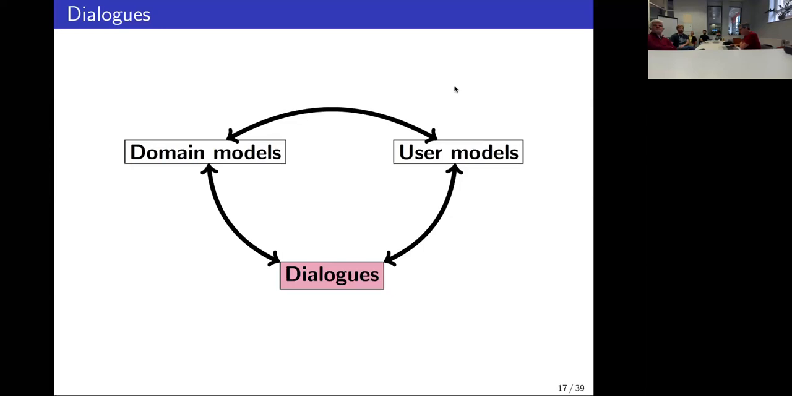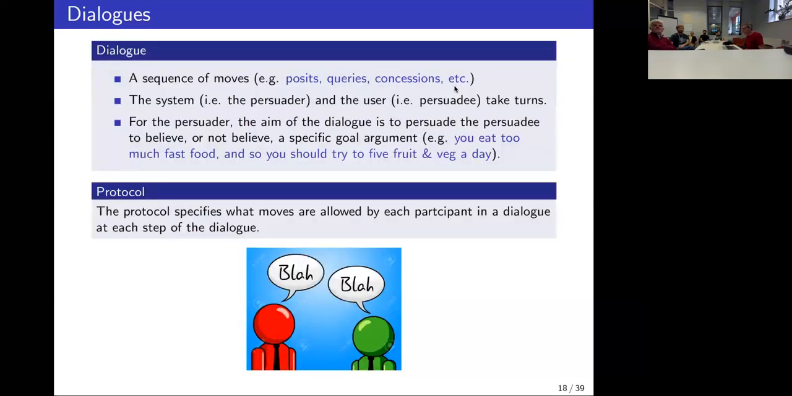So then we come to dialogues. There's been a lot in the argumentation literature on dialogues, how you can have different kinds of moves, how the agents, persuader and persuadee, can take turns, and you can have different kinds of dialogues, but one is persuasion dialogue. Obviously the aim is for the persuader to persuade the persuadee to believe something, like you eat too much fast food and you should try to eat 5 fruit and veg a day or whatever. And there's plenty of work on protocols that specify what are allowed moves at each step in the dialogue.